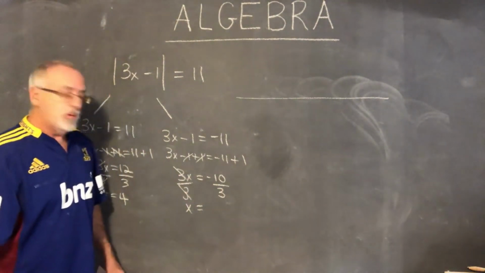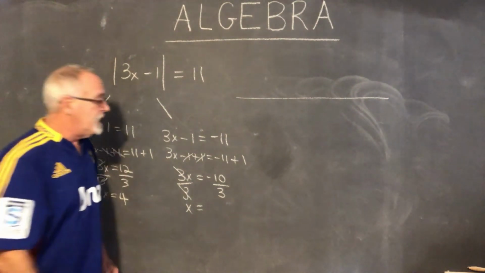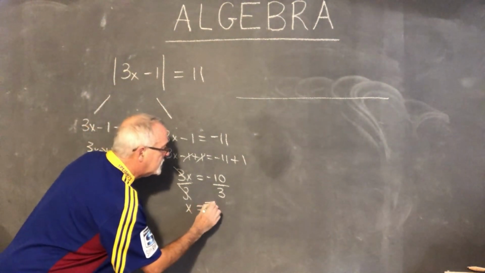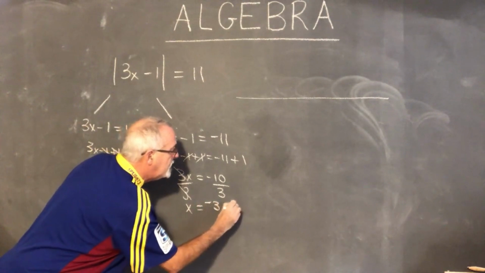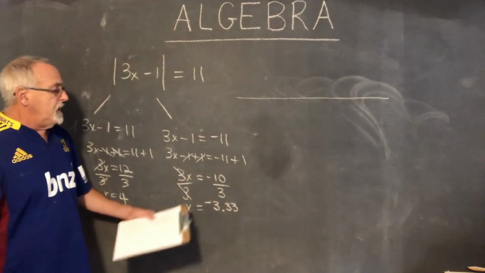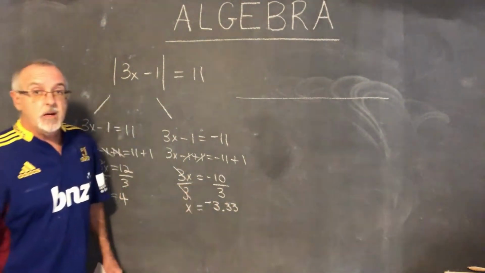It's a fraction. Do I have to turn it into a decimal? No, I don't. But I could. Negative 10/3 is negative 3.33 in a rounded off decimal. That's fine, but of course negative 10/3 also works.